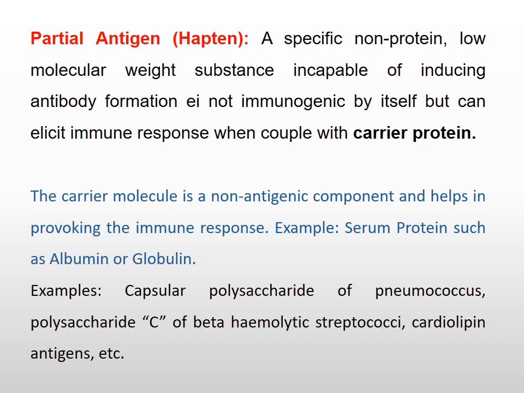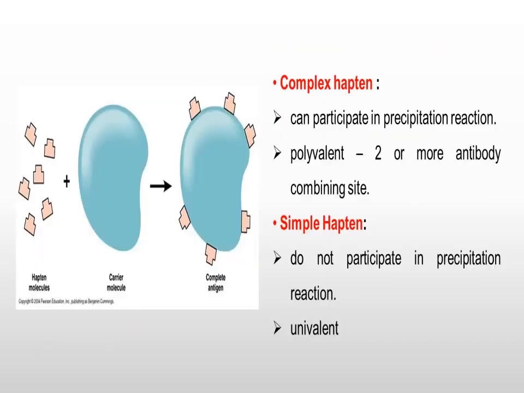So what are the carrier proteins? Carrier proteins are non-antigenic components. They themselves are also non-antigenic, but help to provoke the immune response when combined with hapten. The examples include albumin, globulin, etc. So the hapten molecules and the carrier protein both are non-immunogenic in nature, but when the carrier protein is attached with multiple haptens, then it forms a complete antigen which induces or elicits the immune response.